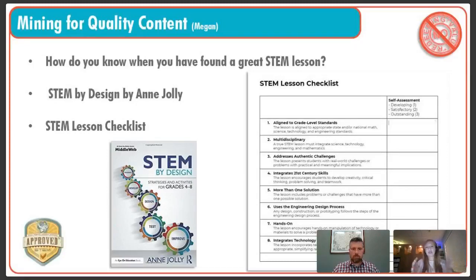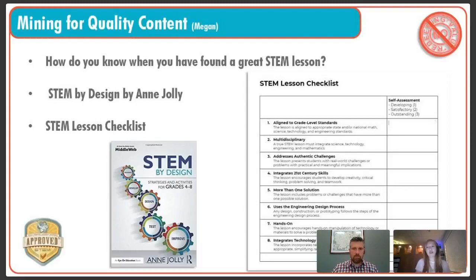One way to make sure you have STEM in your lesson is to use a STEM lesson checklist. This checklist we actually have in our STEM certification course through STEM.org. It helps you compare your lesson or other lessons to see if it's a right fit for STEM. Aligning to your grade level standards is always important. So when you're looking at content, is it aligned to what you need to teach? And then you want to look at multidisciplinary.